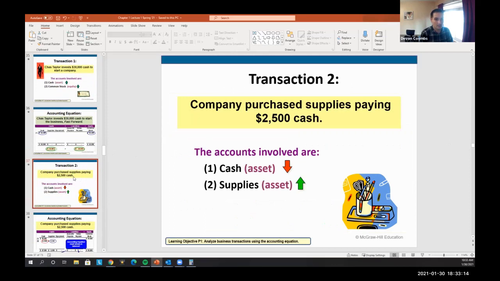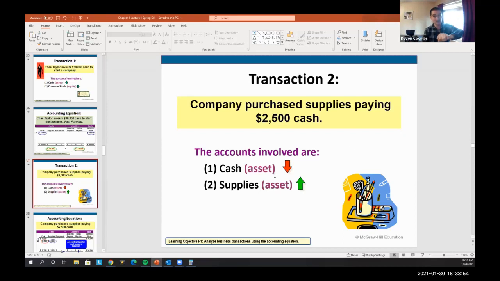So let's say the company now purchased supplies by paying $2,500 in cash. So we are purchasing supplies. What are supplies? Are supplies an asset or are they an expense? That's going to be really challenging. Well, based on the revenue recognition principle, we know that supplies can only be expensed in the period where revenue is recognized. That means since we haven't used those supplies yet, we're not going to expense them. We're going to capitalize them. What does that mean? They're considered assets. They're going to be a future expense, but we consider them assets.